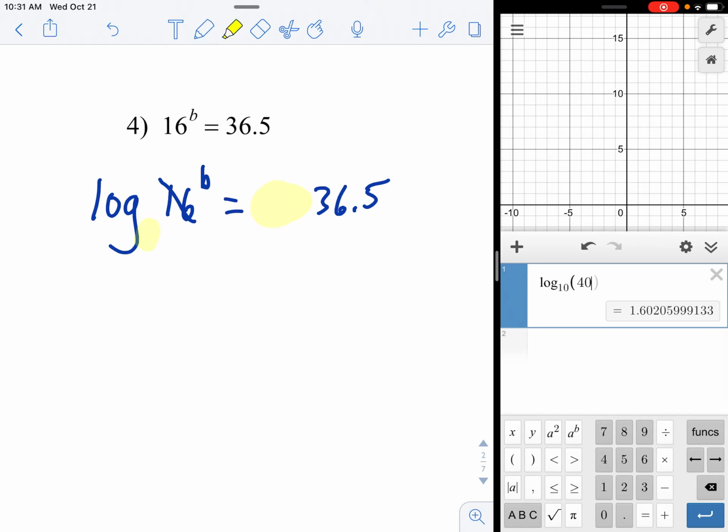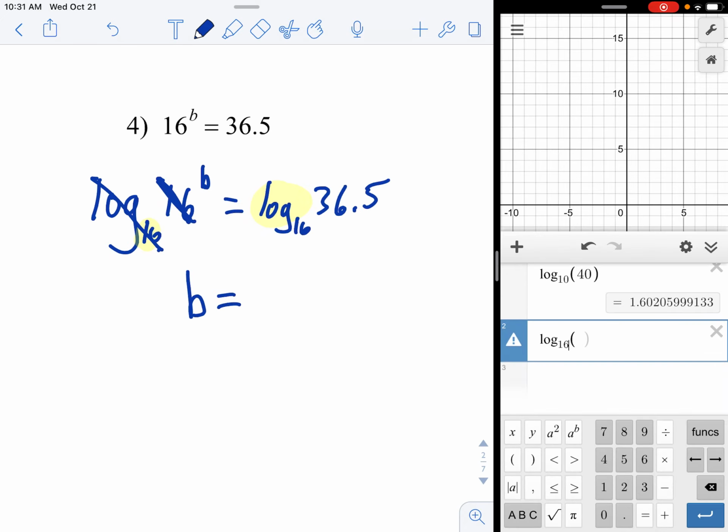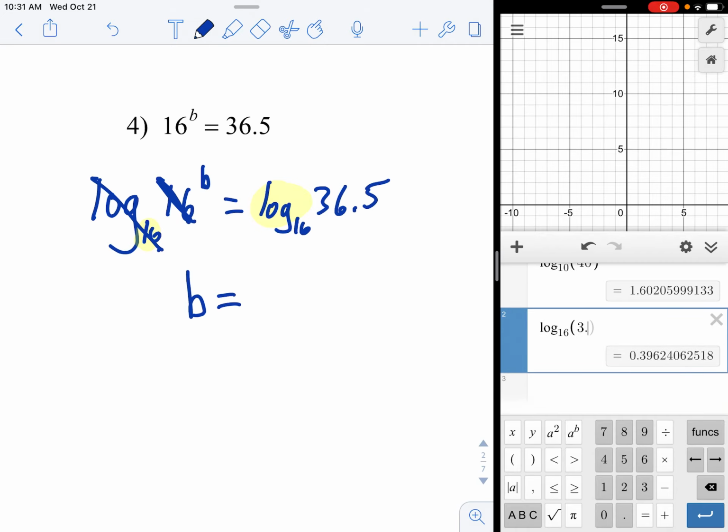Every logarithm has a different base. Do I want to do a base 5 here? No, a 5 doesn't cancel a 16. I need to do base 16. I also have to do, therefore, log base 16 on the other side of the equal sign. The log base 16 and the base 16 cancel out. On the other side, I'm going to do function log a, type in 16 down there, and 36.5.